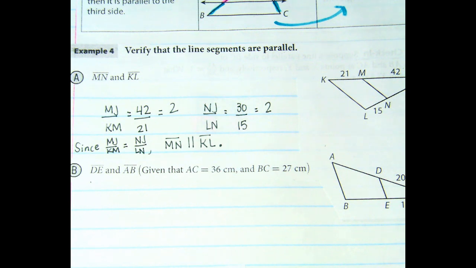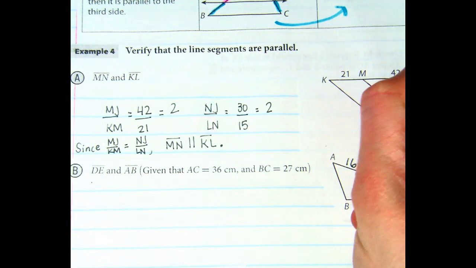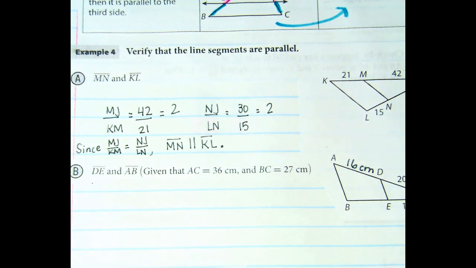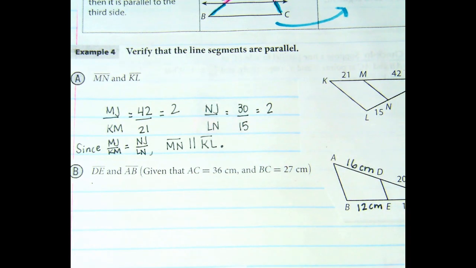What do you need to do for letter B before you start solving it? Yeah, and how do you find AD? 36 minus 20, so it's... And how about BE? 27 minus 15, you said it's 12? Alright, I want you guys to do letter B and number 9.